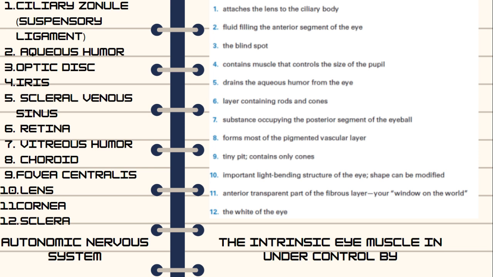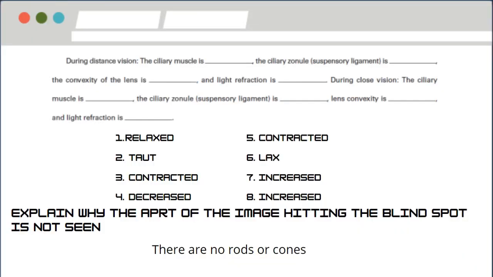Number 8. The intrinsic eye muscles are under the control of which of the following? Our answer is autonomic nervous system. Next is visual tests and experiments. Number 11. Use terms from the key to complete the statements concerning near and distant vision.